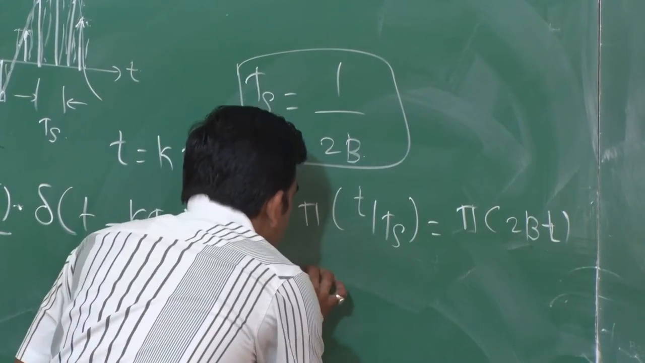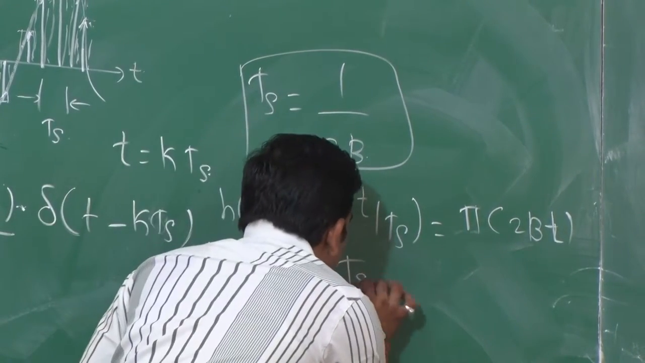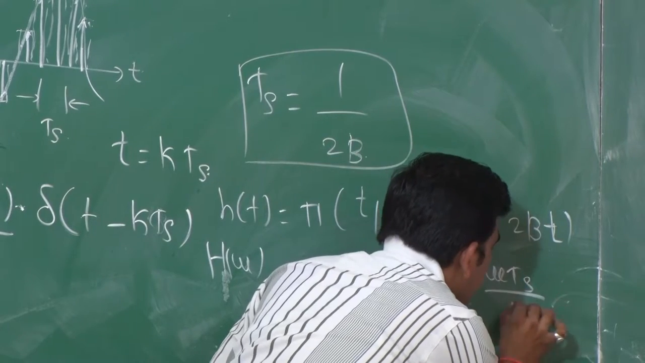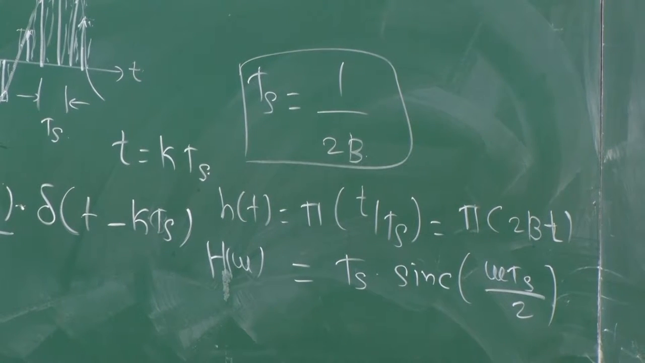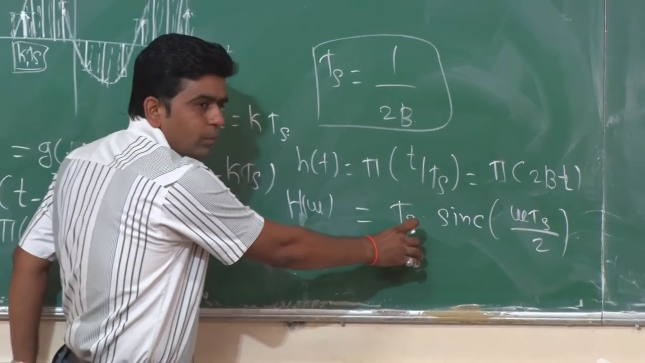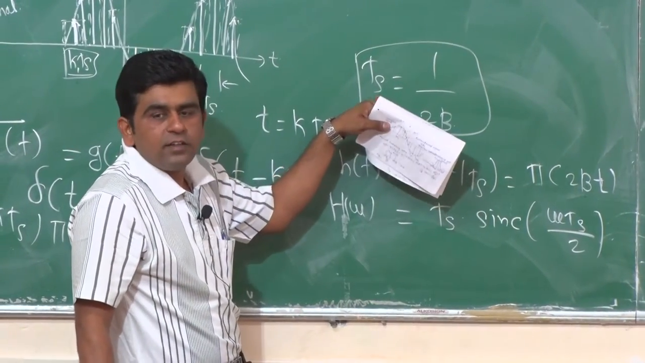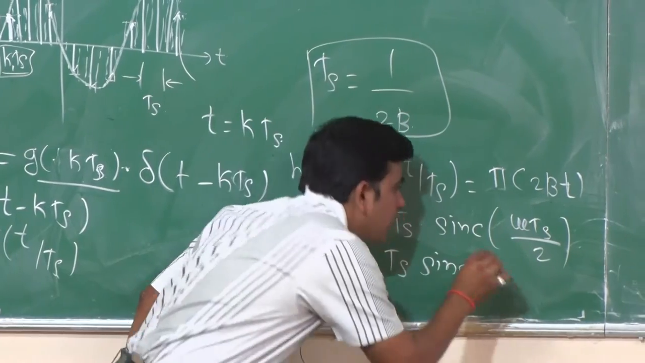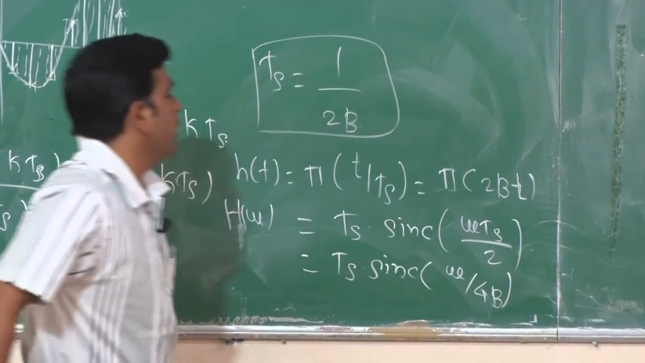whose frequency representation is nothing but Ts into sinc function of omega Ts by 2. This rectangular function, its Fourier representation is nothing but your sinc function. Here Ts is nothing but the duration of your rectangular pulse, sinc of omega Ts divided by 2. For this Nyquist rate, Ts is equal to 1 by 2B. It is nothing but Ts into sinc of omega by 4B.